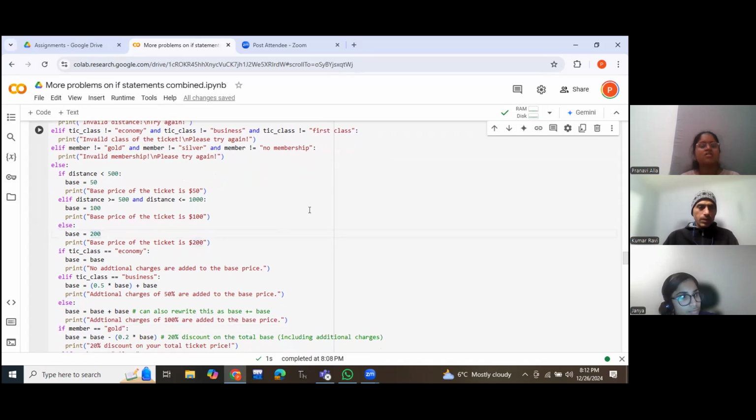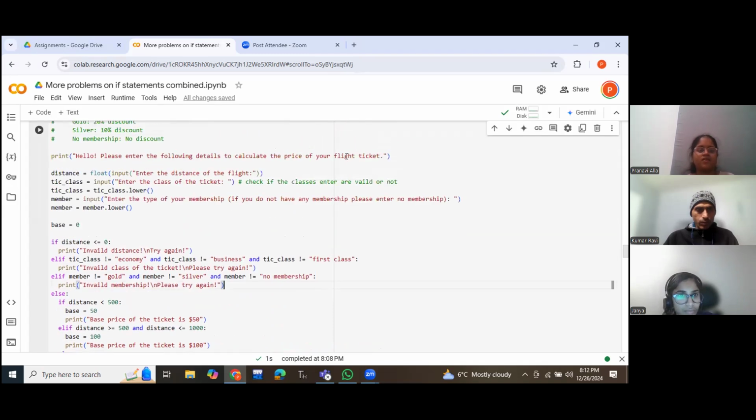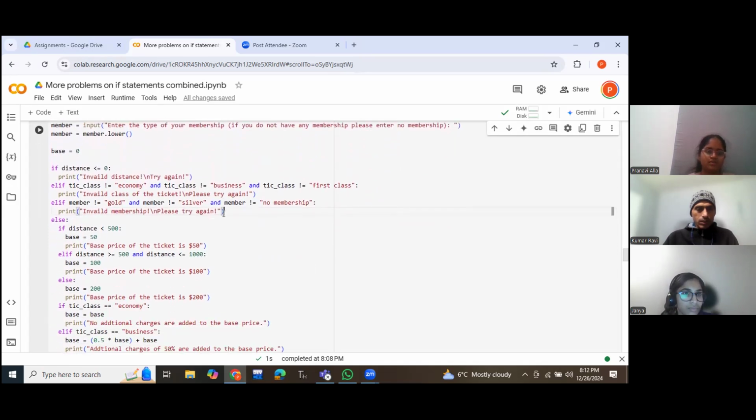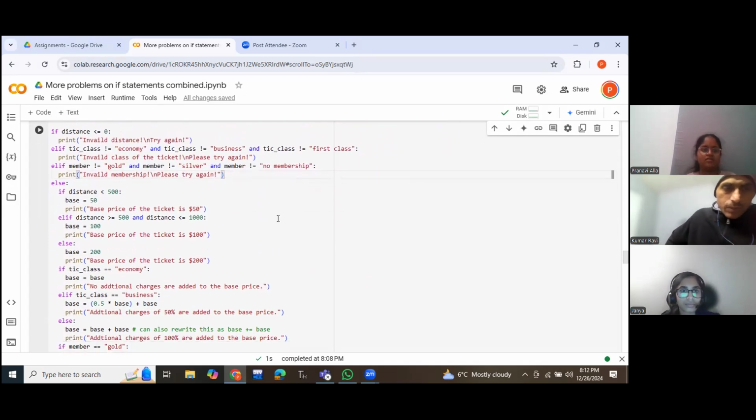Okay, sir. If less than 500, show me the condition once. I want to check whether your condition is properly mapped here or not. Less than 500, then base price is $50. Else, if your distance is less than 1000, base price of 100, else 200.